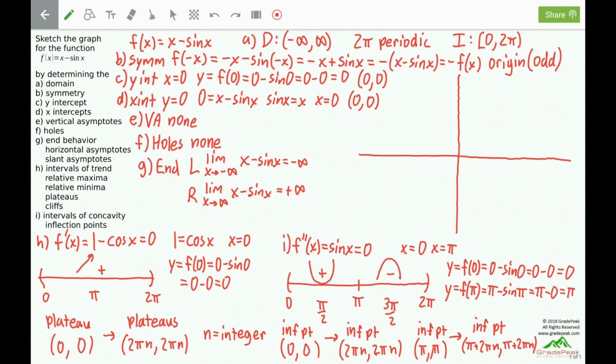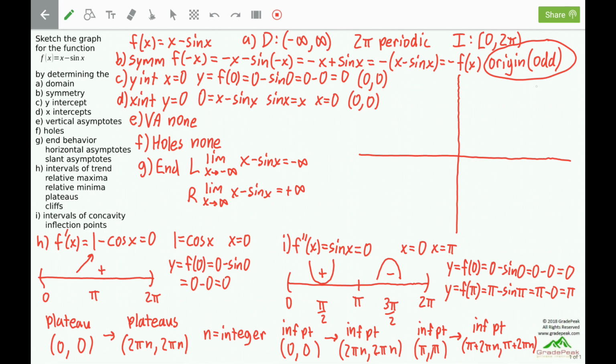We have the domain as negative infinity to positive infinity, so it will exist over all x values. It should be showing origin or odd symmetry, which means that the graph will be its own mirror image over the y-axis followed by the x-axis. We'll be sure that it follows that.